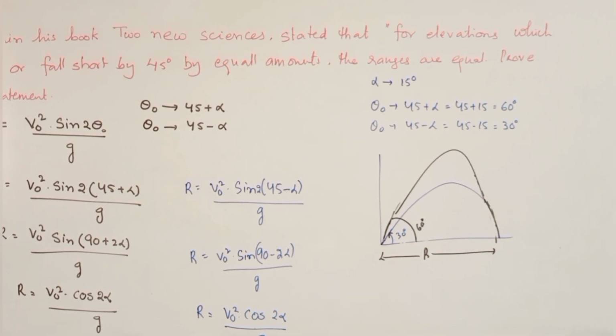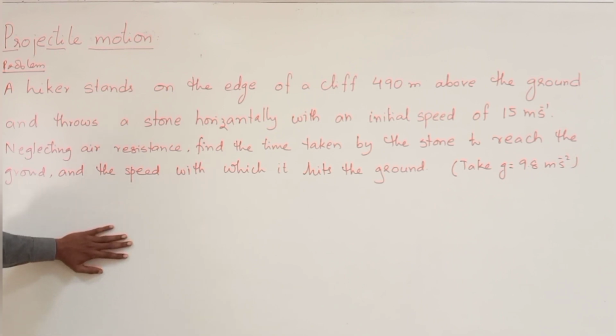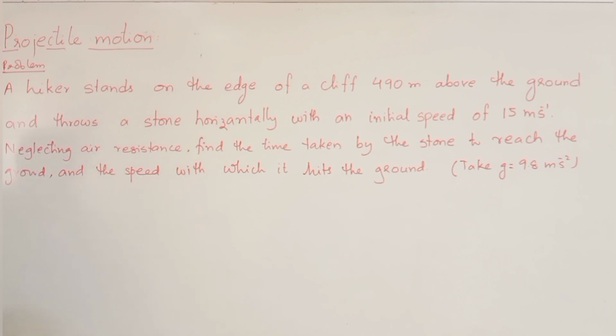Okay. And now a problem. A hiker stands on the edge of a cliff, which is at a height of 490 meters above the ground, and throws a stone horizontally with an initial speed of 15 meters per second, neglecting air resistance. If air resistance is considered, there is a slight change of values. You consider an air-free environment. Find the time taken by the stone to reach the ground and the speed with which it hits the ground.